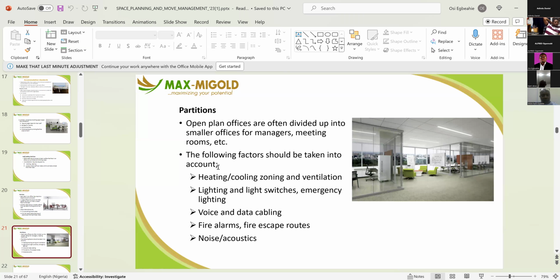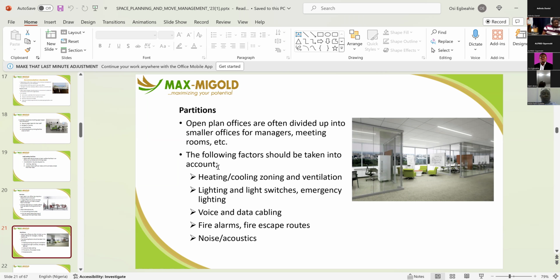One, you look at the heat, cooling zones, zoning, and the ventilation. You also look at the lighting, the light switches and emergency lighting for the areas. You also look at the voice and data cabling that has been done, to ensure that each office has the required voice and data cabling to be able to activate itself.